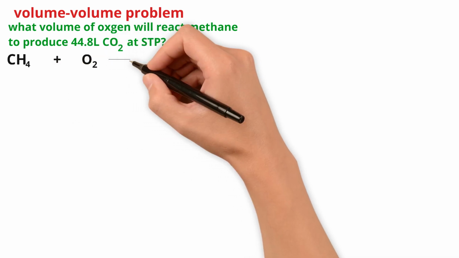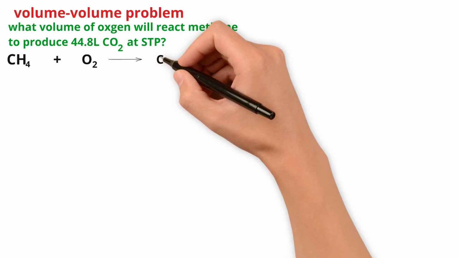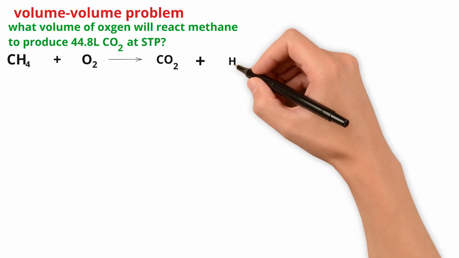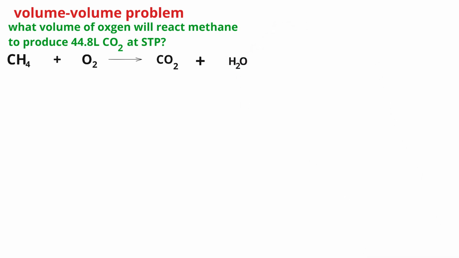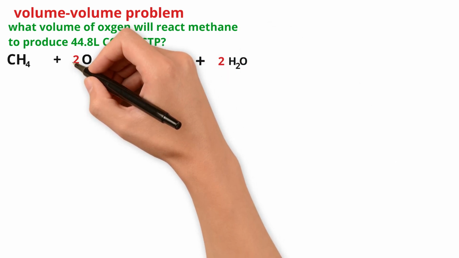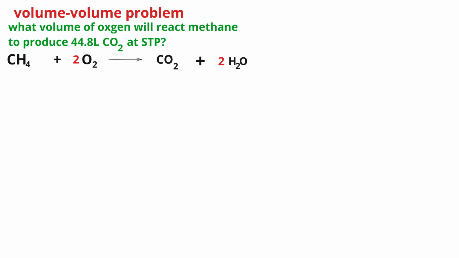Methane reacts with oxygen to form carbon dioxide and water. Now this chemical equation is an unbalanced chemical equation, so let us balance it. On the reactant side we have one carbon and on the product side we have one carbon, so carbon is balanced. On the reactant side we have 4 hydrogen, but on the product side we have 2 hydrogen. Therefore we put coefficient 2 in front of water, and at the same time we put the coefficient 2 in front of oxygen molecule. Now the equation is balanced.